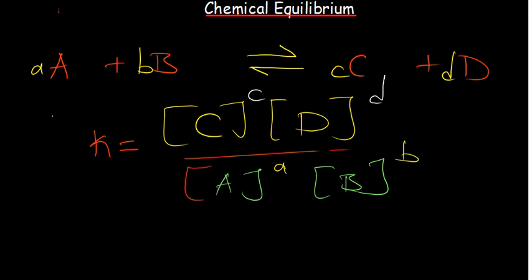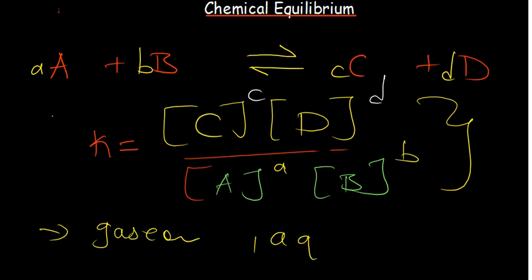Now, some of the things you need to notice whenever you're trying to find K: you want to make sure that whatever you include in the constant calculations in terms of these C, D, A, B, you're only going to use gaseous and aqueous what?